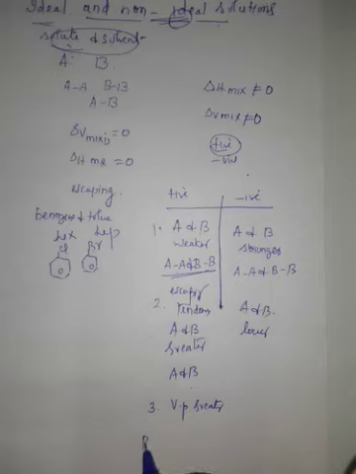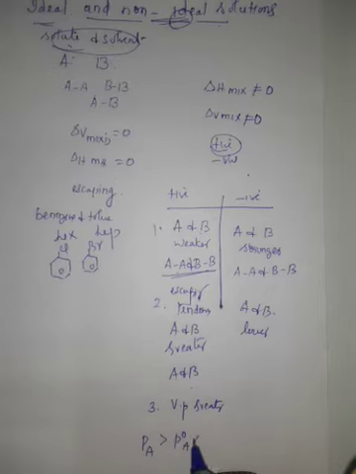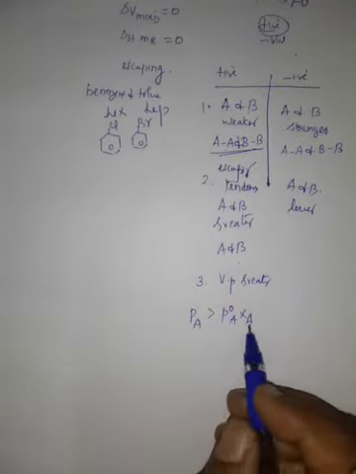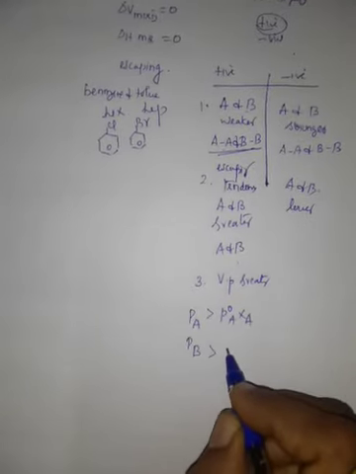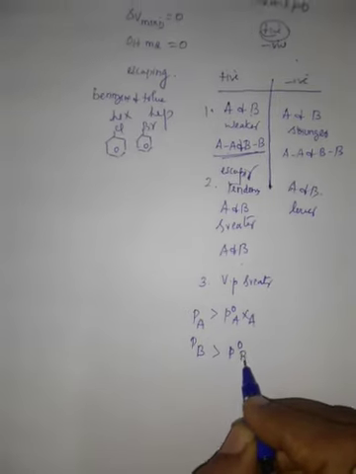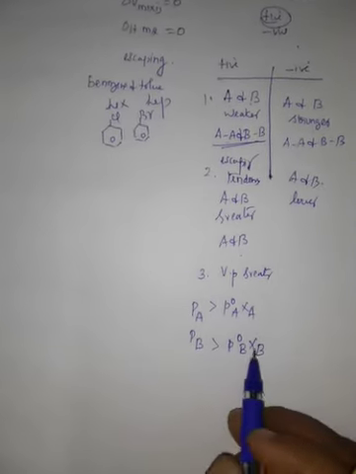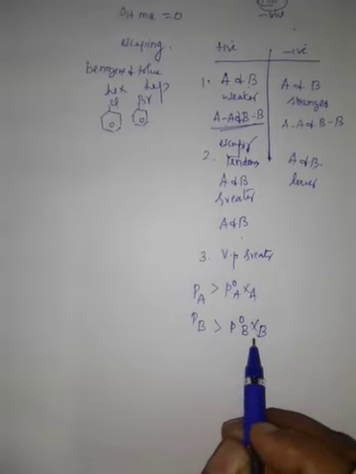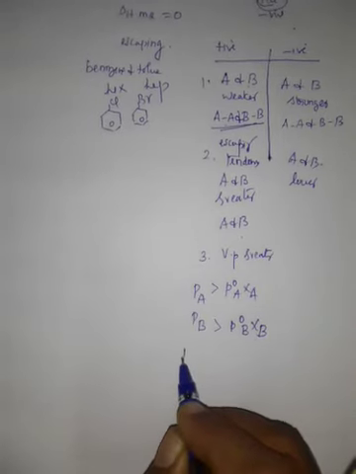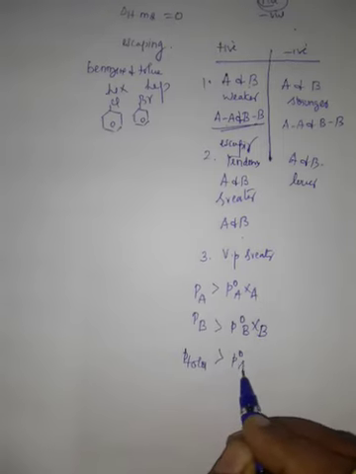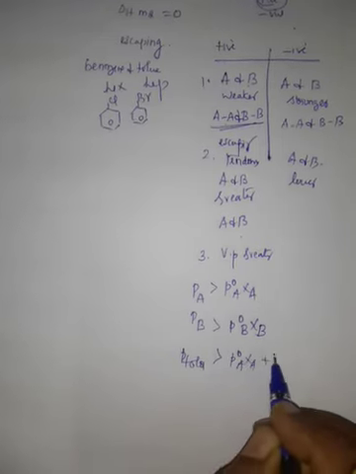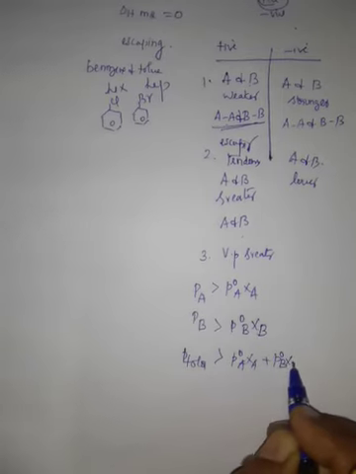So it is given as PA greater than P naught A into XA, where XA means the mole fraction of solute. Similarly, PB greater than P naught B into XB, where XB means the mole fraction of solvent. Hence P total is greater than P naught A XA plus P naught B XB.